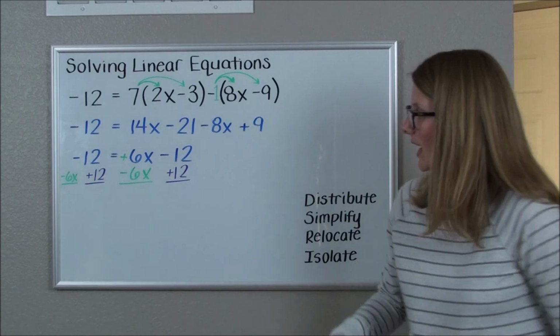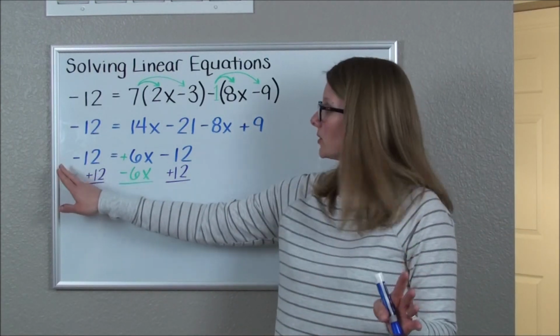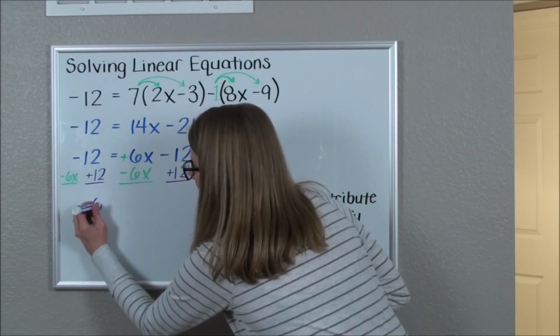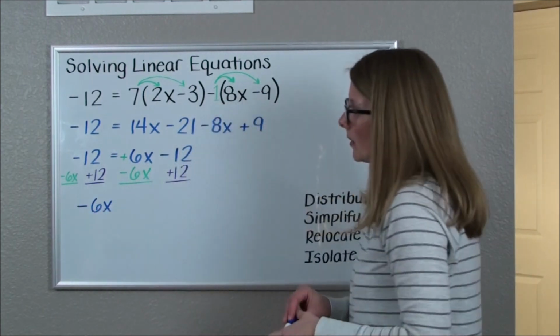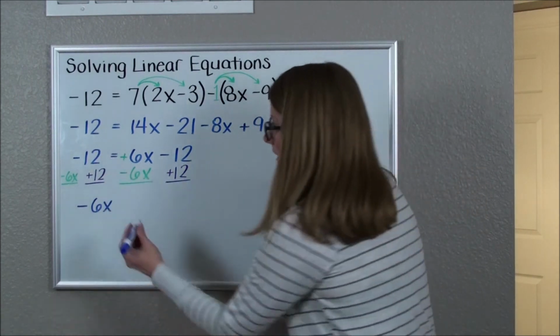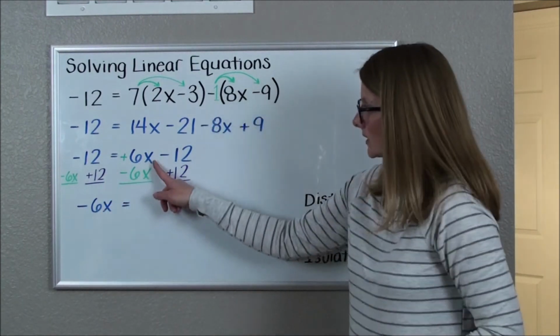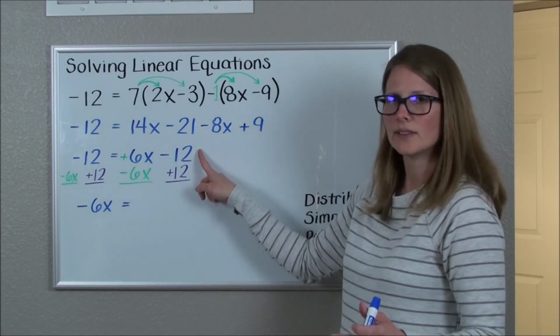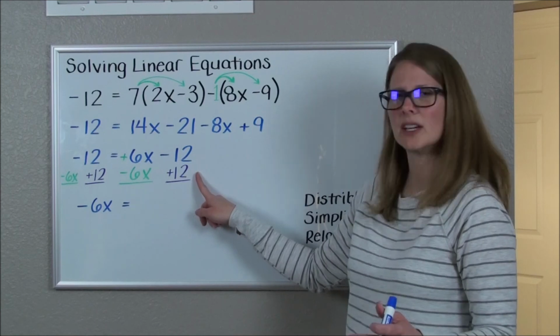And so on the left side, I didn't have any x's to begin with, so if I had nothing and I subtracted 6x, I now have a negative 6x over here. The negative 12 plus 12 is now gone. Equals, the 6x minus 6x is now gone. And interestingly, the negative 12 plus 12 is gone.